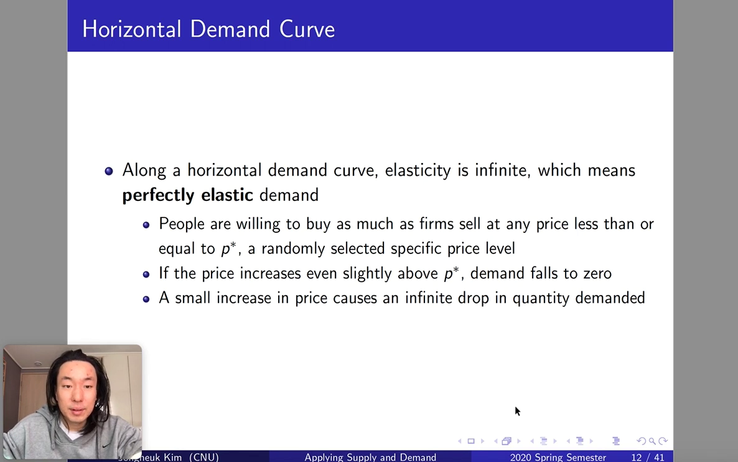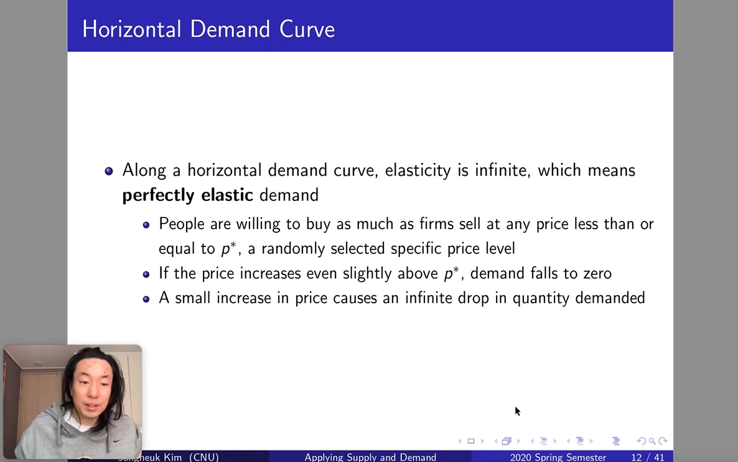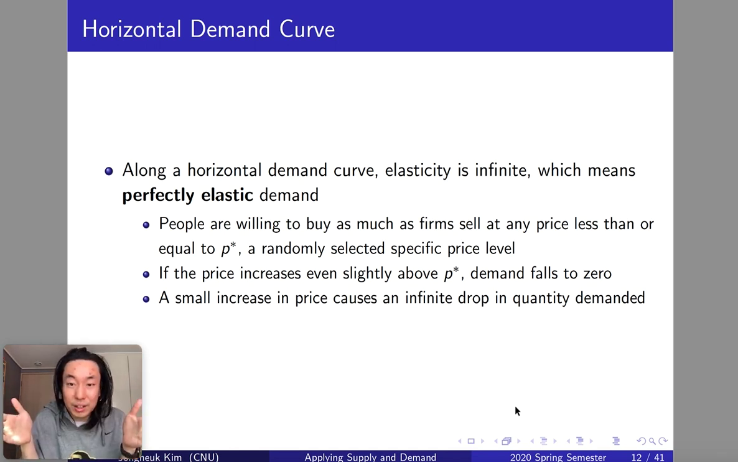Interpretation: people are willing to buy as much as sellers sell at any price less than or equal to P star, or a randomly selected specific price level. If the price increases even slightly above P star, demand falls to 0, which means that demand is super sensitive. So even with small changes in the price level, the quantity response is huge. So we can say this is really elastic, or perfectly elastic.